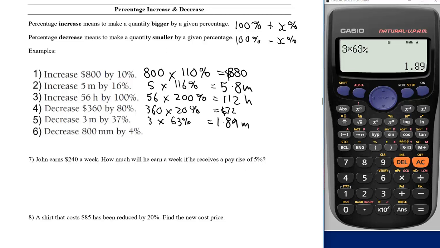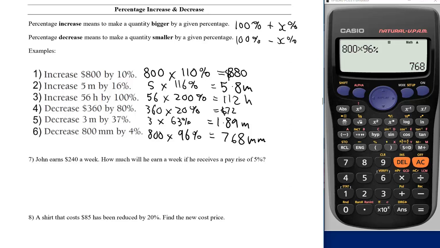Last example of this kind, we've got 800 millimeters. We're decreasing it by 4%, so it becomes 96%. 100 minus 4 is 96, so 800 times 96% equals 768 what? 768 millimeters.